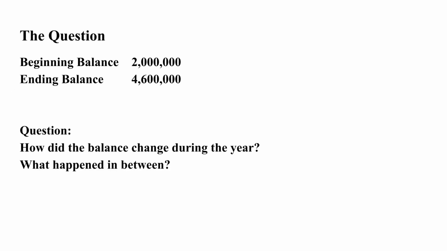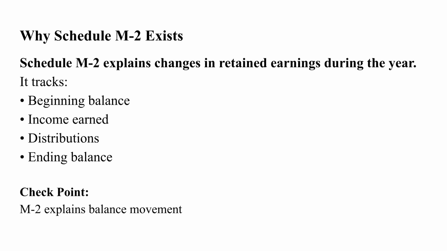Beginning balance is 2 million. Ending balance is 4.6 million. So how did the balance change during the year? What happened in between? This is exactly why Schedule M2 exists. It explains movement in retained earnings, beginning balance, income, distributions, and ending balance.